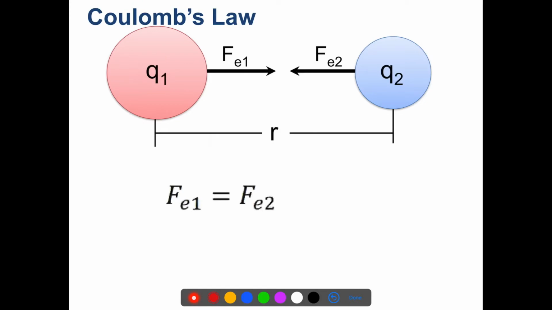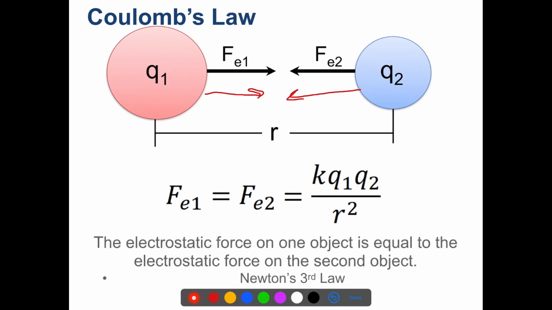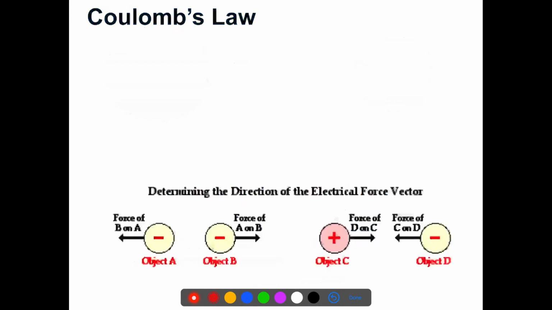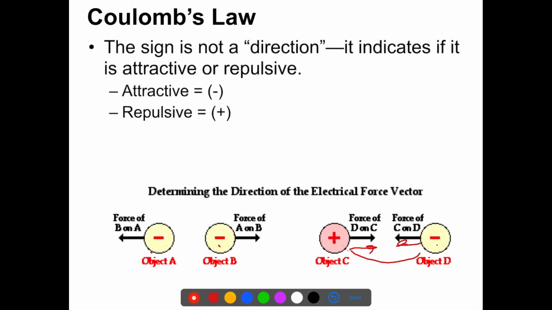So this is basically Coulomb's law. And the force from one object is equal and opposite to the force on the other object. What does that remind you of? Indeed, Newton's third law. The electrostatic force on one object is equal to the electrostatic force on the second object. So if we remember, we said opposites attract. Here we have a positive and a negative, and their force is going to be directed towards each other. And here we have a negative and a negative, and they're going to repel.